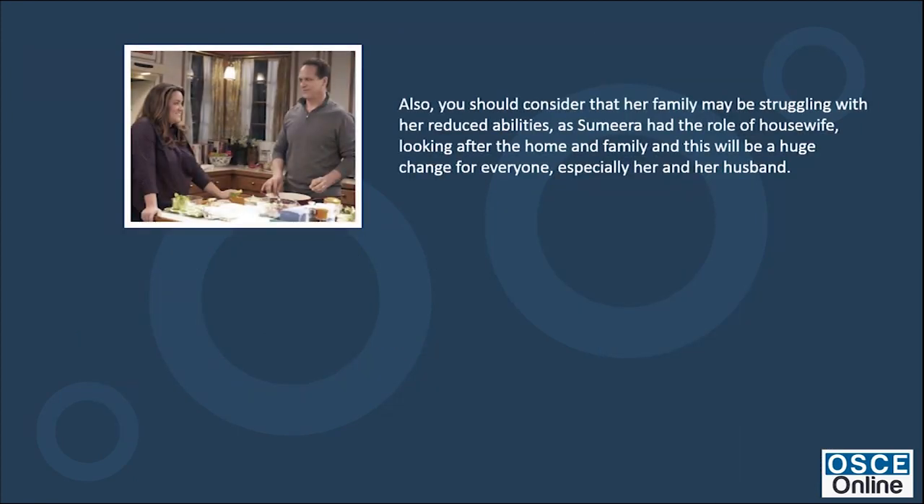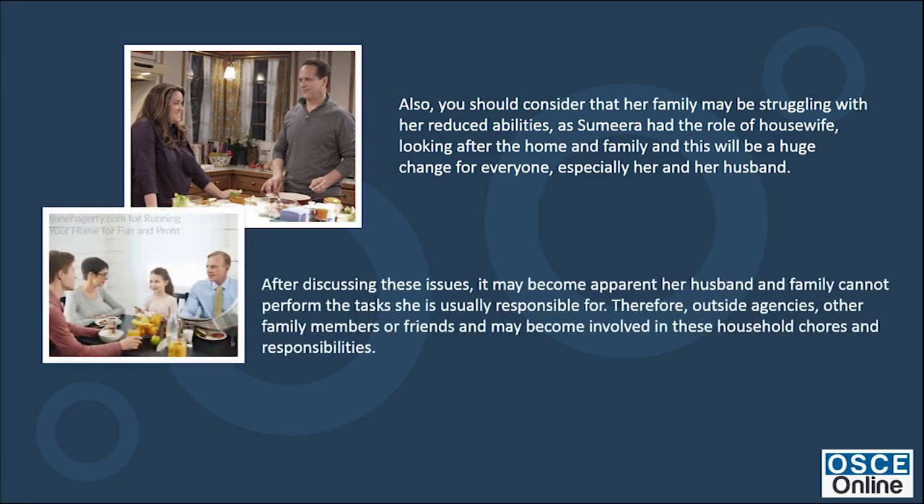This will also help alleviate stress Sumira may feel due to her limited abilities, and help her family to understand and support her effectively upon discharge. Also, you should consider that her family may be struggling with her reduced abilities, as Sumira had the role of housewife looking after the home and family, and this will be a huge change for everyone, especially for herself and her husband. After discussing these issues, it may become apparent her husband and family cannot perform the tasks she is usually responsible for. Therefore, outside agencies, other family members or friends may become involved in these household chores and responsibilities.